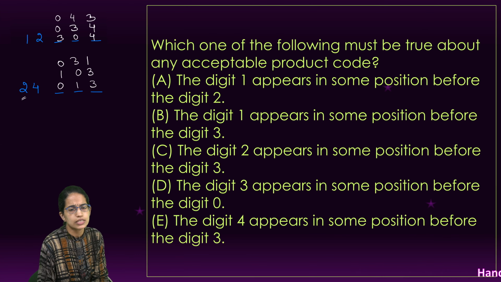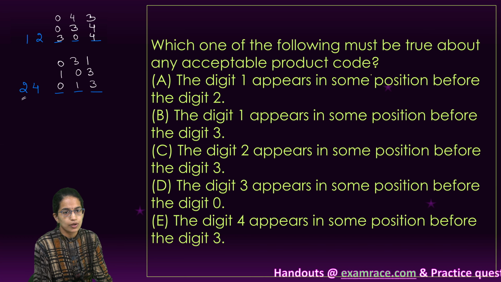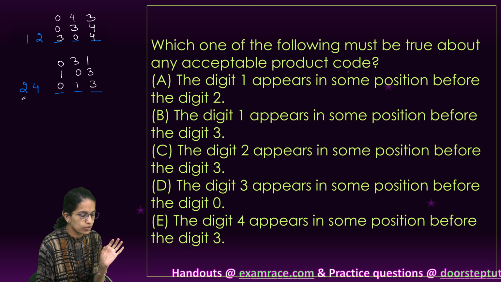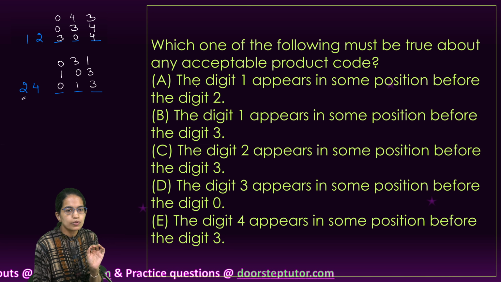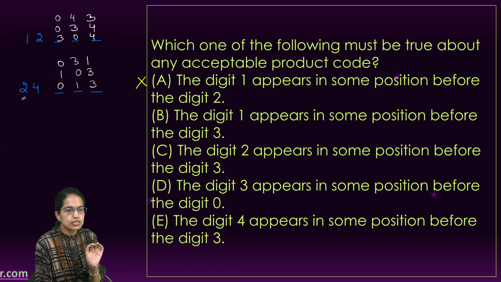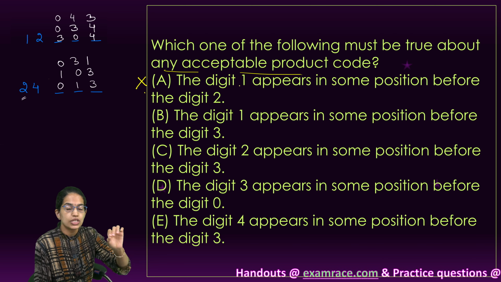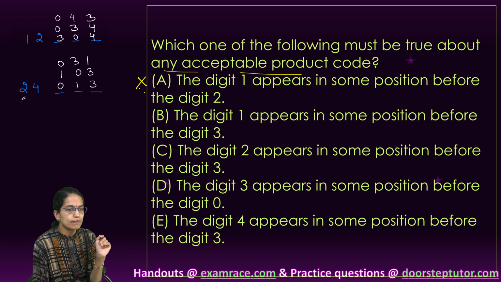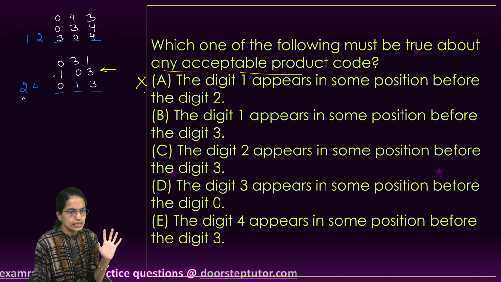The next question: which of the following must be true about any acceptable product code? The digit 1 appears in some position before 2. So 1 appears before 2 here, but here 1 appears later than 2. So this is not acceptable in any product code. When I am saying any acceptable product code, that means the condition has to be true across all cases. So this condition becomes false in this case, and therefore A is incorrect.